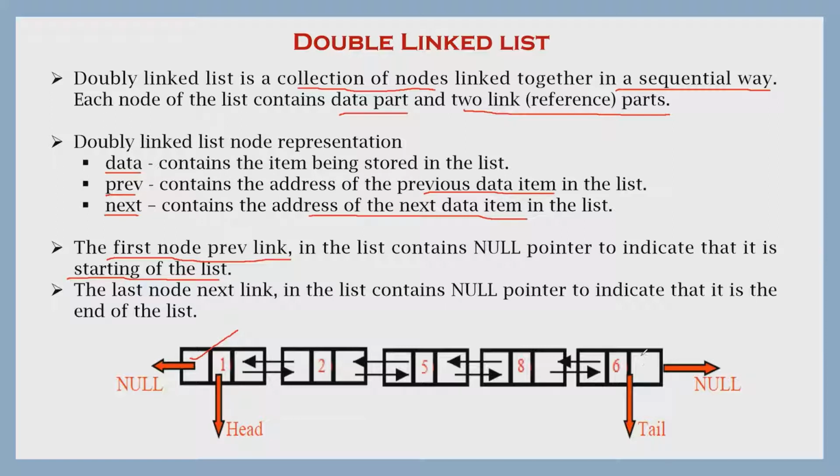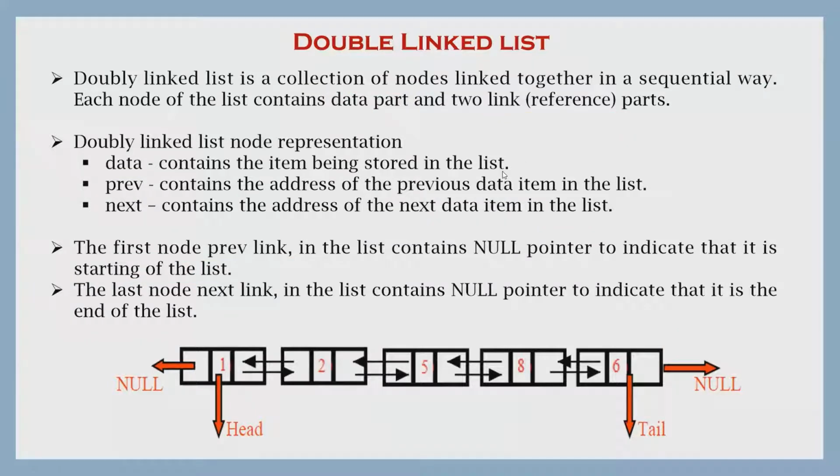The last node's next pointer is also null, to represent the end of the double linked list. So this is what is meant by a double linked list. What is the definition of a node in a double linked list? First node previous pointer null, last node next pointer null.